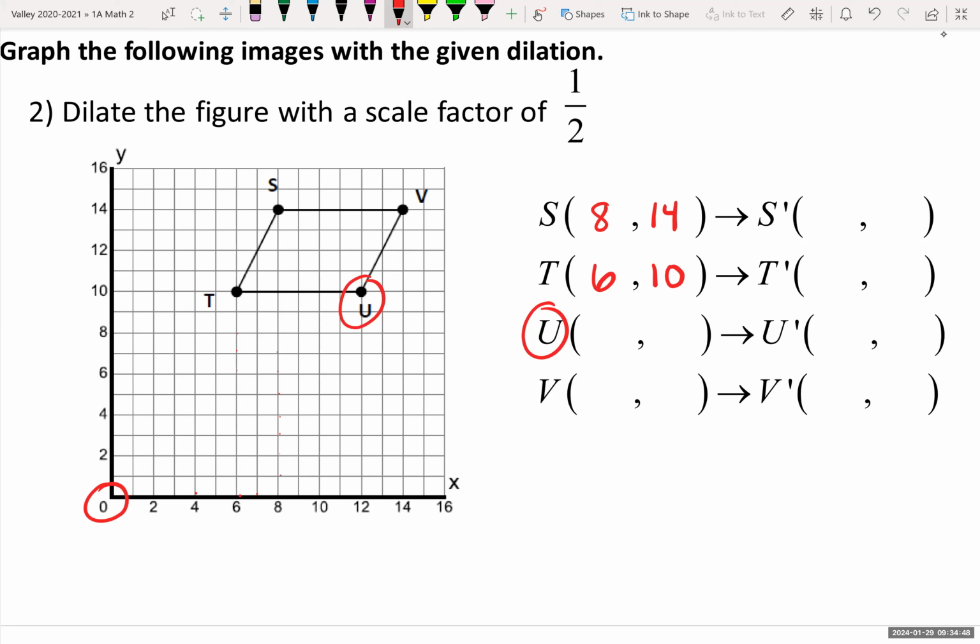Okay, so U is next. So we go to the right, 12. And then up from there, 1, 2, 3, 4, 5, 6, 7, 8, 9, 10. So you're just counting to the right and up. And then our V.